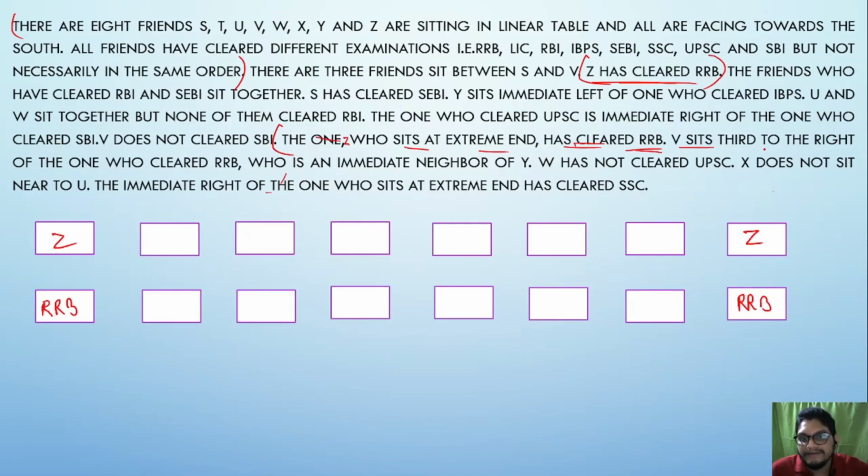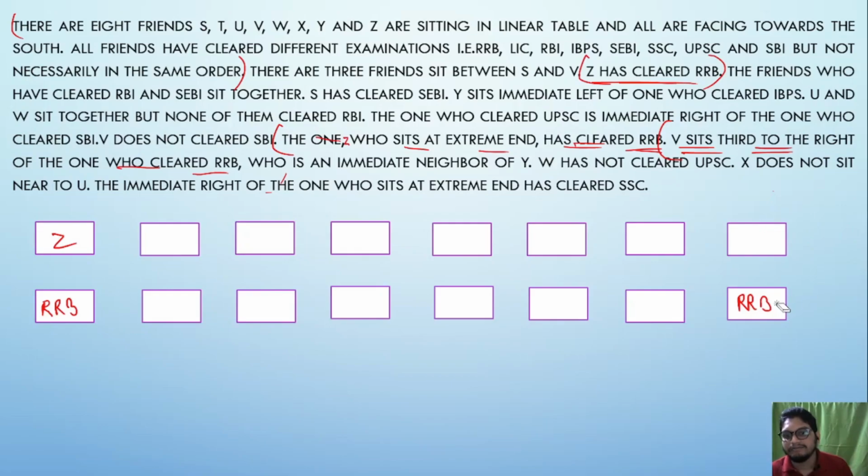Now see, V sits third to the right of the one who has cleared RRB. Again it is talking about the person who has cleared RRB, right? So it is talking about Z. V sits third to the right of Z. Ultimately this line means V sits third to the right of the one who has cleared RRB. So Z has cleared RRB, and V sits third to the right of Z. So can you put V here, Z 1 2 3, third to the right? We are getting out of the box, right? So it is not possible to put Z at this end.